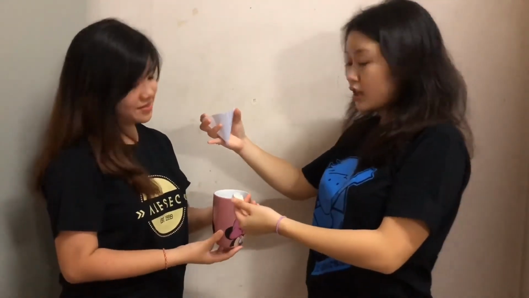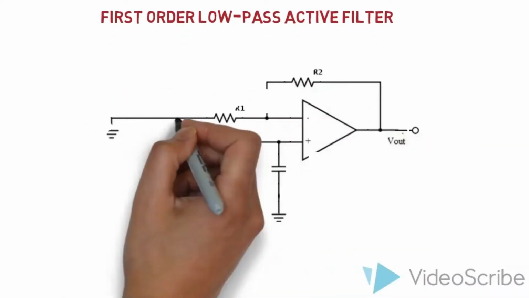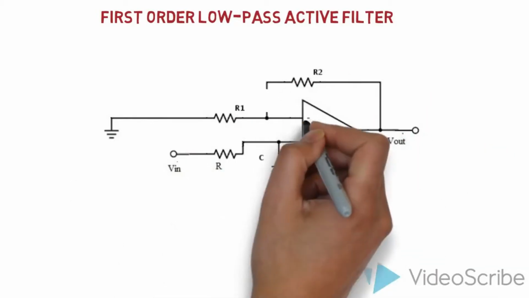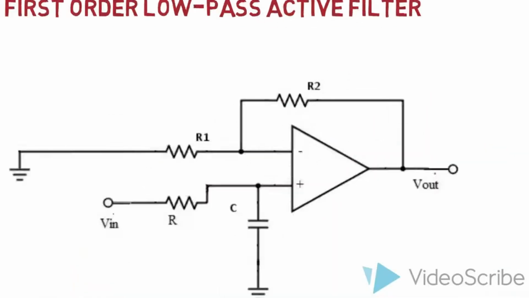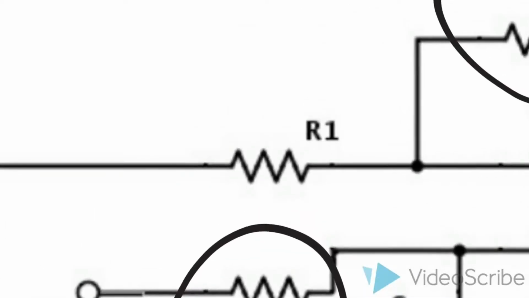Oh, today we are going to talk about filters, but not these filters, but active filters. For the first order low-pass active filter, if you want to design the circuit, first you need to know how to draw the circuit. And you need to find the value of the unknown, which is the resistor component.